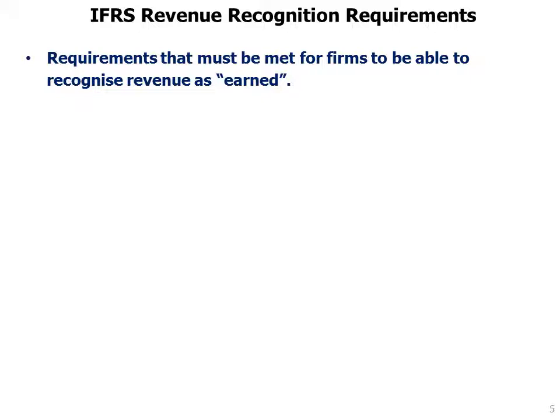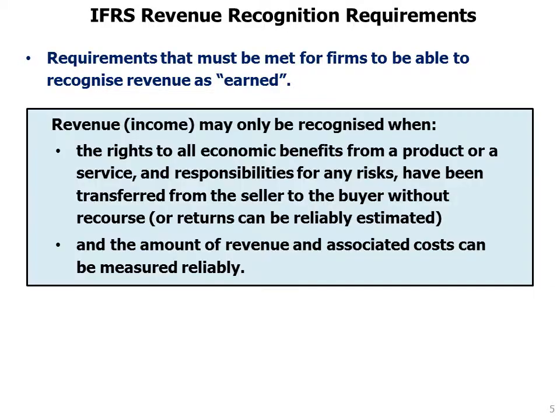IFRS has laid down the following revenue recognition requirements that companies must meet to determine when revenue can be considered as earned and hence recognised, taken through the income statement. There are two principal conditions. The first is that the rights to all economic benefits from a product or a service and responsibilities for any risks have been transferred from the seller to the buyer without recourse.